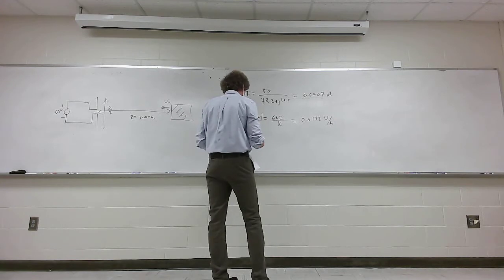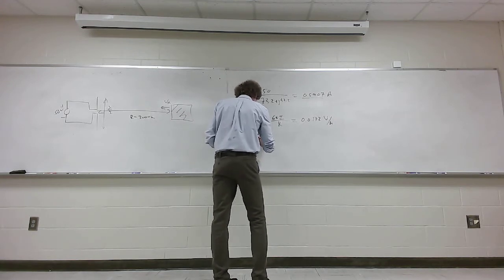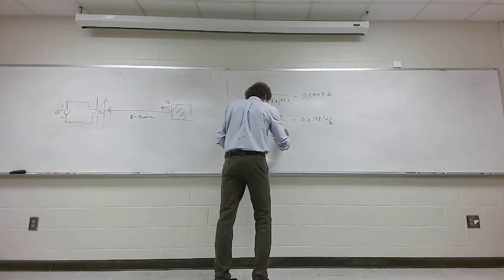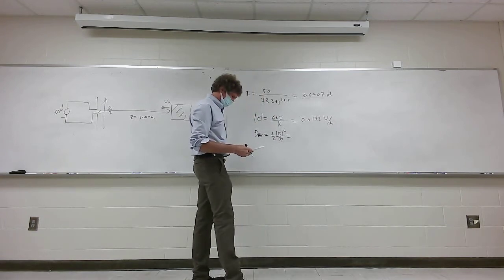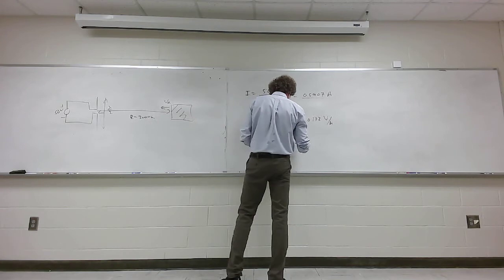Then after that, the average power density is just one half the magnitude of that E field squared over eta. And eta is 120 pi, and that's 4.16 times 10 to the minus 7.